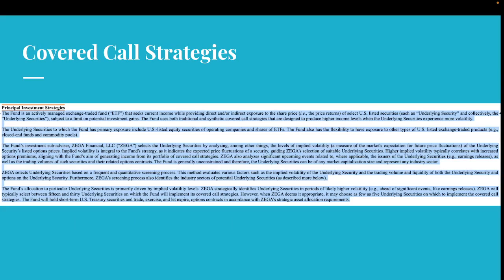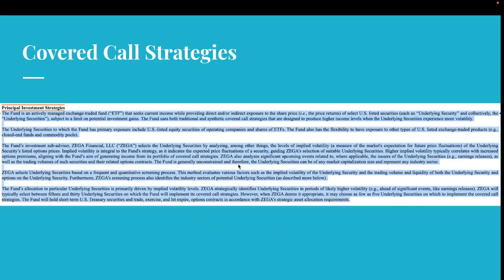Principal investment strategies. The fund is an actively managed exchange-traded fund that seeks current income while providing direct and/or indirect exposure to share price, i.e., the price returns of selected U.S. listed securities, subject to a limit on potential investment gains. The fund uses both traditional and synthetic covered call strategies that are designed to produce higher income levels when the underlying security experiences more volatility.